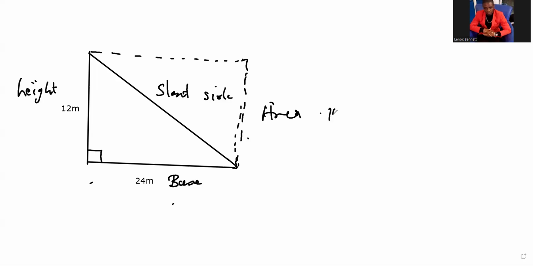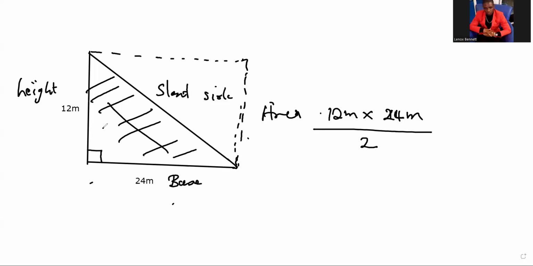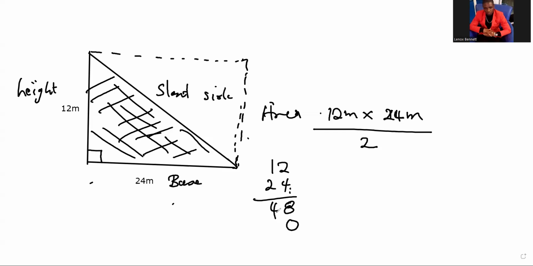So the area would be 12 meters times 24 meters. And then after we find the product, we divide it by 2 because remember, we're only finding the area for this portion, which is a half of it, right? Remember, you guys told me that. So let's multiply 12 by 24. 4 2s are 8, 4 1s are 4, put a 0 to hold the space, 2 2s are 4, 2 1s are 2. So we have 8, 4 plus 4 is 8. So that's 288. So it's 288 divided by 2.